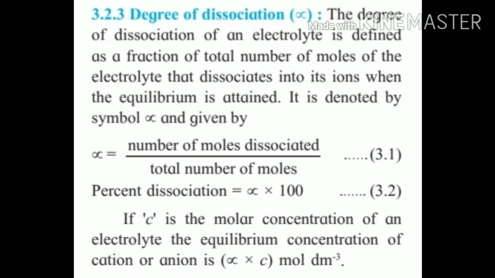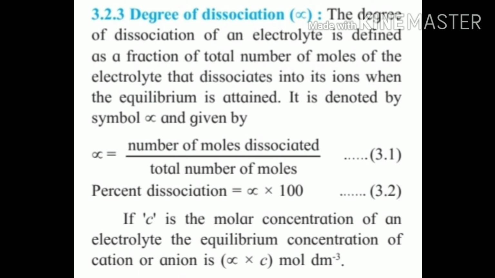Next, we need to study the degree of dissociation. As you can see, the degree of dissociation is represented by alpha. Now, what is the definition of degree of dissociation? Degree means to what extent the dissociation is going to take place. Now we shall move to the definition of degree of dissociation.